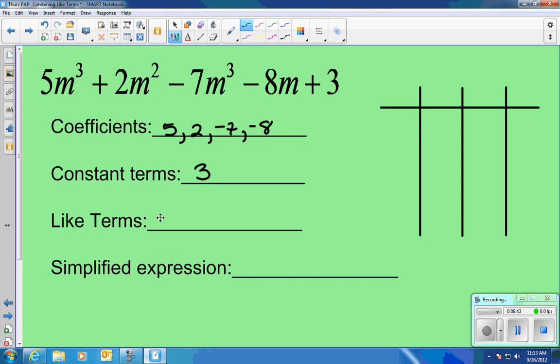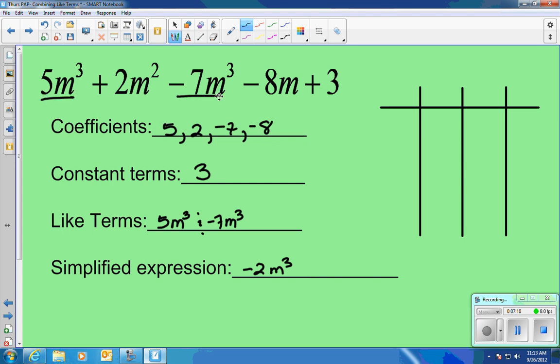However, my like terms are 5m cubed. Remember, when it's to the third power, that means cubed. And -7m cubed. The m squared, the 8m, and the constant don't have anything in common. So 5 and -7 is -2, and that's m to the third. So I've taken care of this guy and this guy.